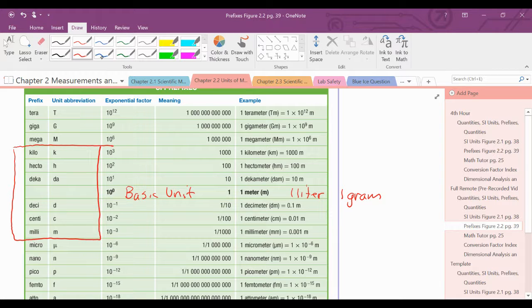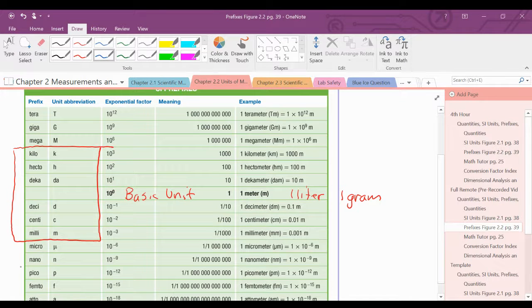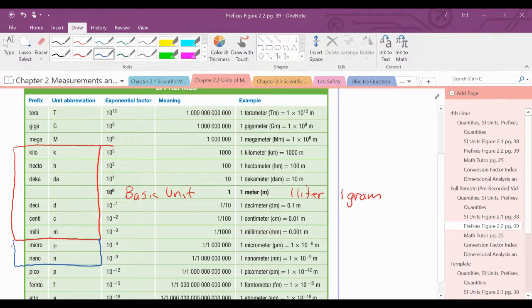If you're in my honors class, you need to also know micro and nano. You need to add on those two as well for your prefixes that you should know. And we will use these in class in dimensional analysis to convert from one unit to another.